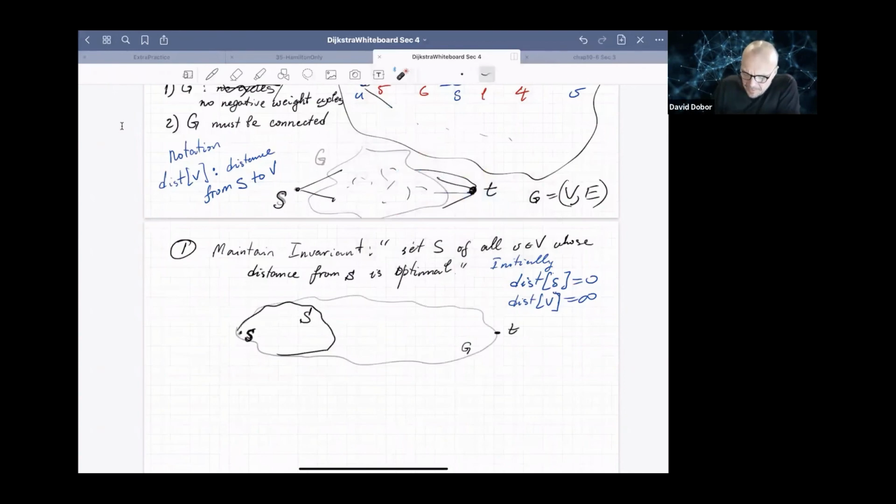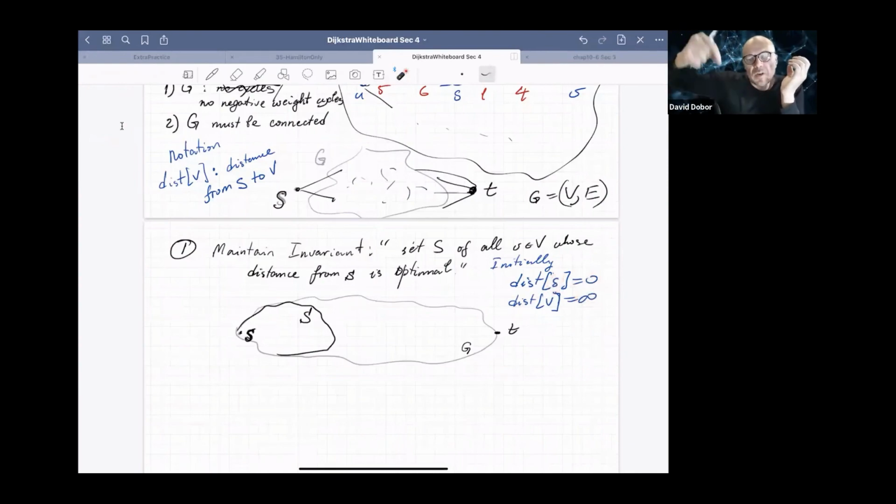And I keep expanding this cloud S by consuming at each step one additional vertex. So it is an ever expanding cloud, and it keeps growing and growing until it consumes all the vertices of the graph entirely, and therefore includes vertex T itself. Every time you add a vertex to this ever expanding cloud S, you know the distance to it to be optimal, the shortest one. Initially, only the source vertex is in it, and the distance from source to itself is 0 to begin with. Every other vertex has an infinite distance attached to it.